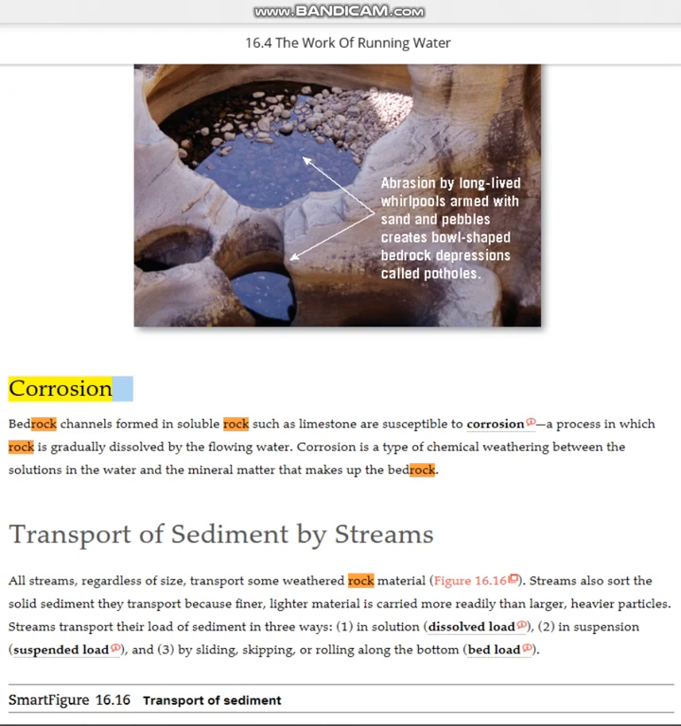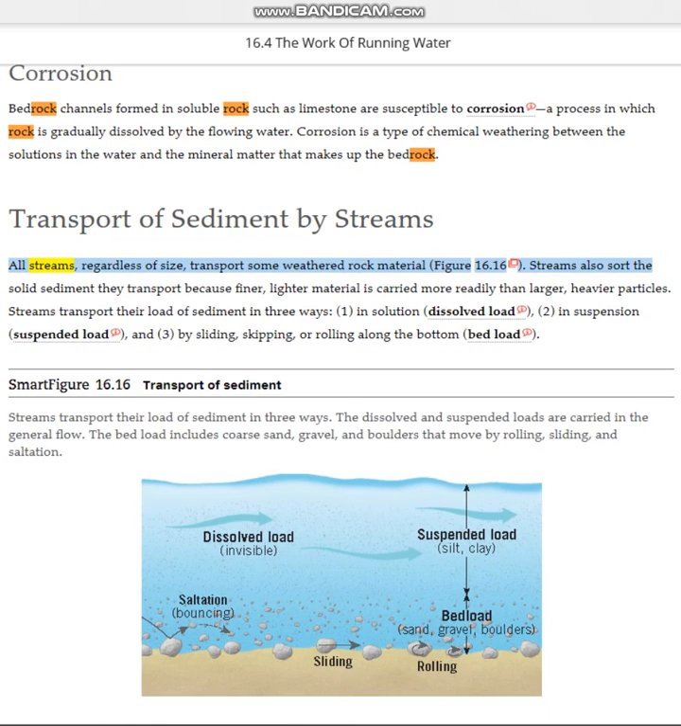Corrosion. Bedrock channels formed in soluble rock such as limestone are susceptible to corrosion, a process in which rock is gradually dissolved by the flowing water. Corrosion is a type of chemical weathering between the solutions in the water and the mineral matter that makes up the bedrock. Transport of sediment by streams. All streams, regardless of size, transport some weathered rock material, figure 16.16. Streams also sort the solid sediment they transport because finer, lighter material is carried more readily than larger, heavier particles.